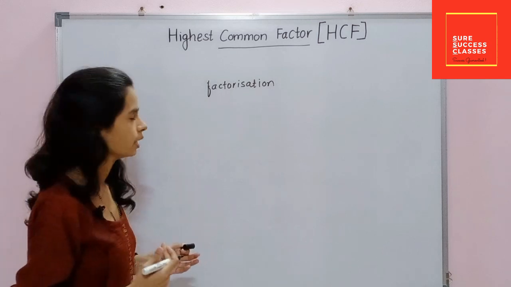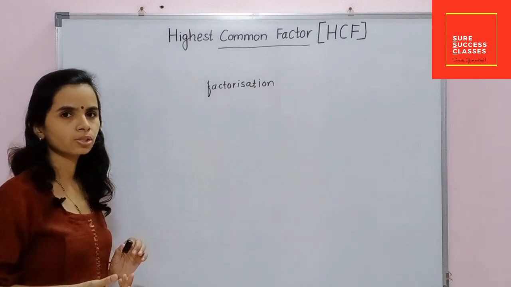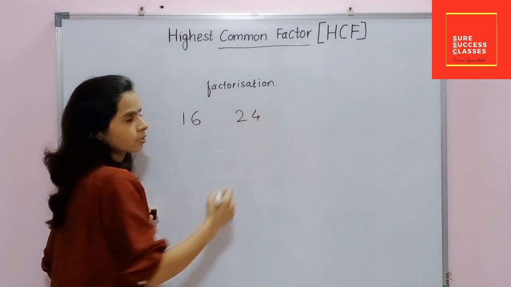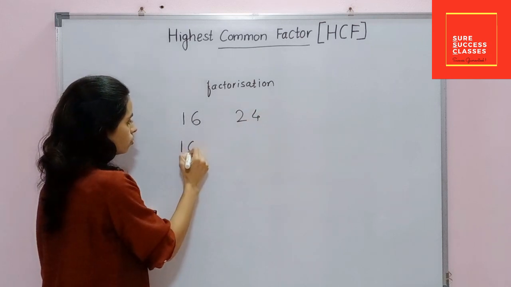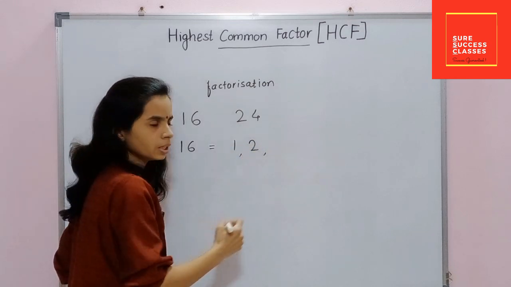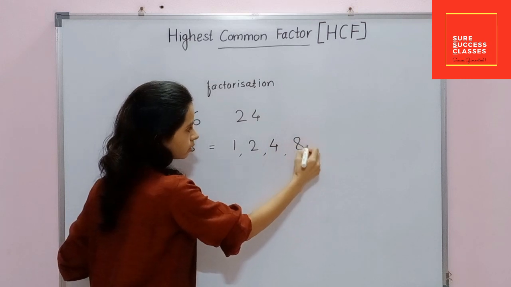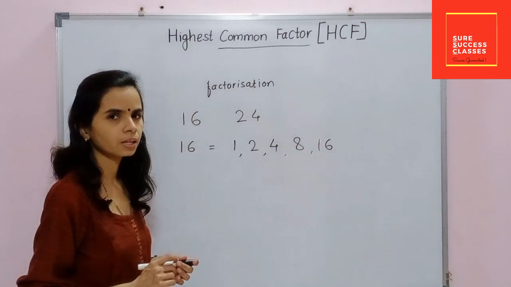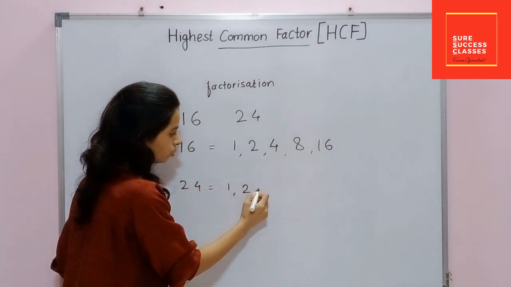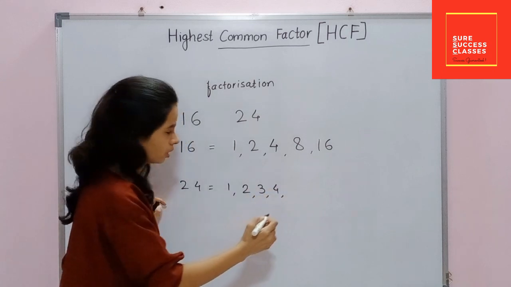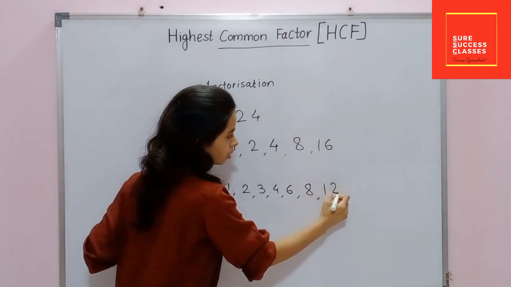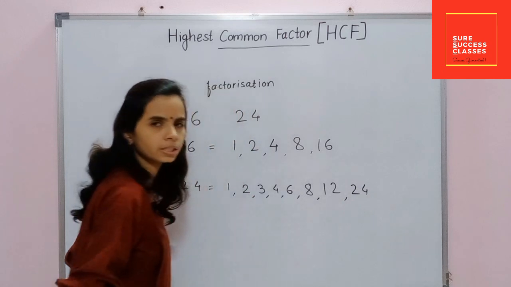Let's see this through an example. If we find out the common factors of two numbers, those numbers are 16 and 24. First we will write the factors of 16. Those are 1, 2, 4, 8 and the number itself, 16. And the factors of 24 are 1, 2, 3, then 4, then 6, then 8, then 12 and then the number itself, that is 24.